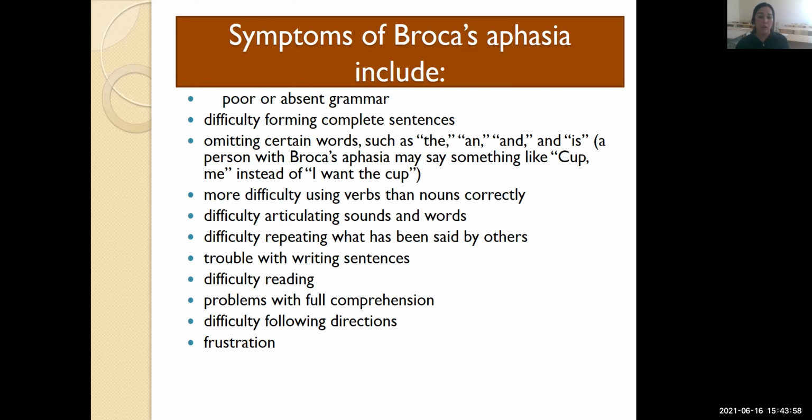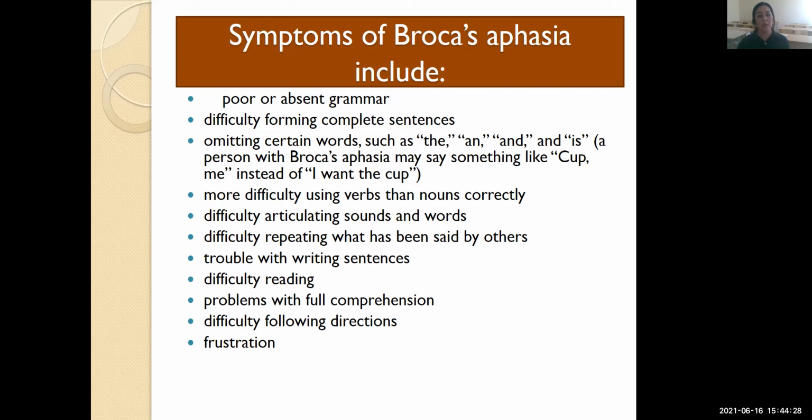The next one, difficulty following directions. When you give instructions to these kinds of people, it is difficult for them to understand the instruction. That's why while directing these people, you should be more simple and you should explain it in a simple way. The last one is frustration.